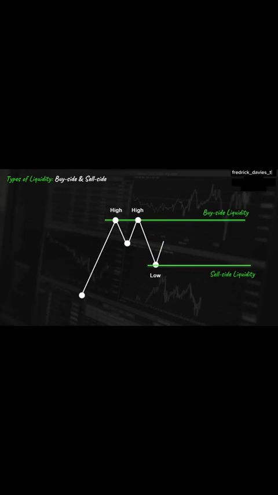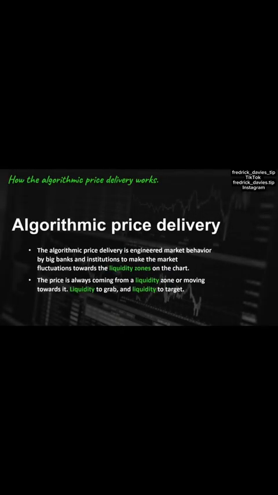To answer this question, you need to know how the algorithmic price delivery works. The algorithmic price delivery is engineered market behavior by big banks and institutions to make the market fluctuate towards the liquidity zones on the chart. The price is always coming from a liquidity zone or moving towards it, liquidity to grab and liquidity to target.